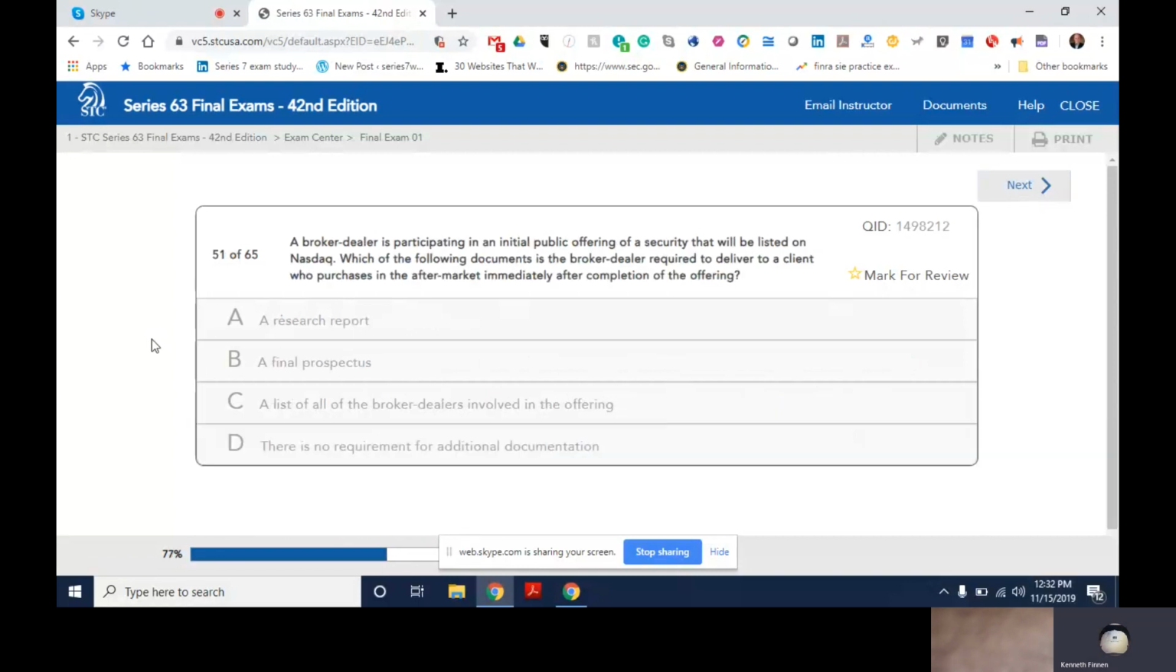A broker-dealer is participating in an IPO of a security that will be listed on NASDAQ. Which of the following documents is a broker-dealer required to deliver to a client who purchases in the aftermarket after completion? Okay. Again, I have to press pause.